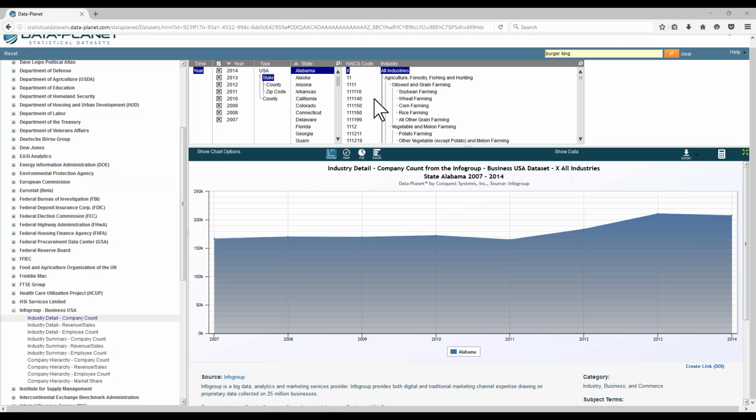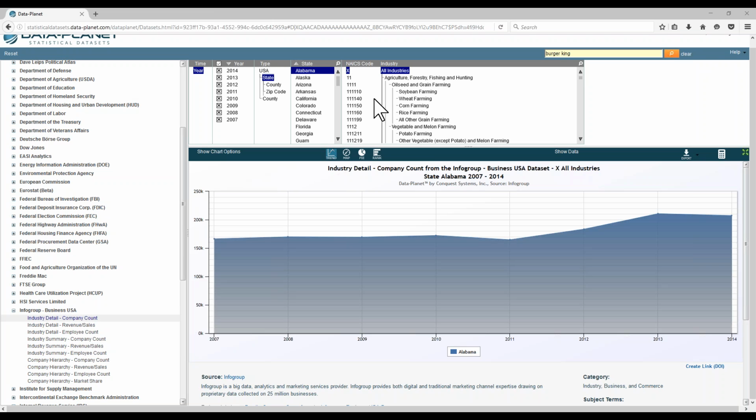InfoGroup has a call facility in Omaha where they make over 2 million calls to businesses annually. And they end up with a data file that has very detailed data on the location, the contact information, who owns the company. But what's important for us is they also have the industry by NAICS code, as well as the count of companies, the total revenue, and the employee count.